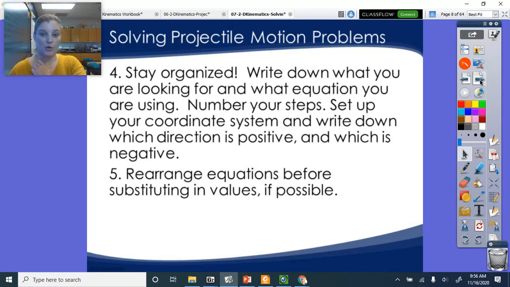Then we need to set up our coordinate system and then write down which direction is positive, always, and then which direction is negative. Before we put in numbers, you can rearrange your equations, if possible. This is going to be easier because it's going to help you see what cancels out. I like to put in numbers first, but rearranging them with just the variables can be just as useful. And sometimes it keeps things a little bit simpler.